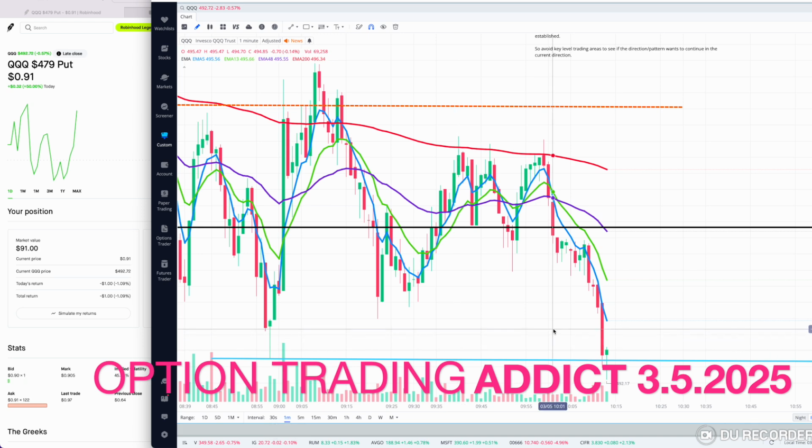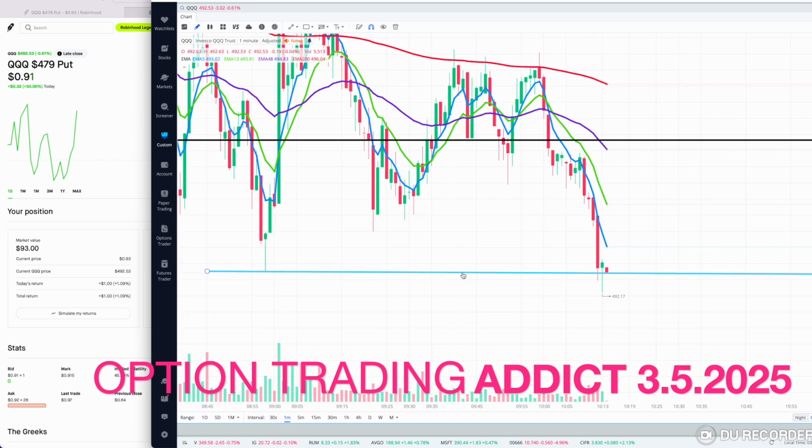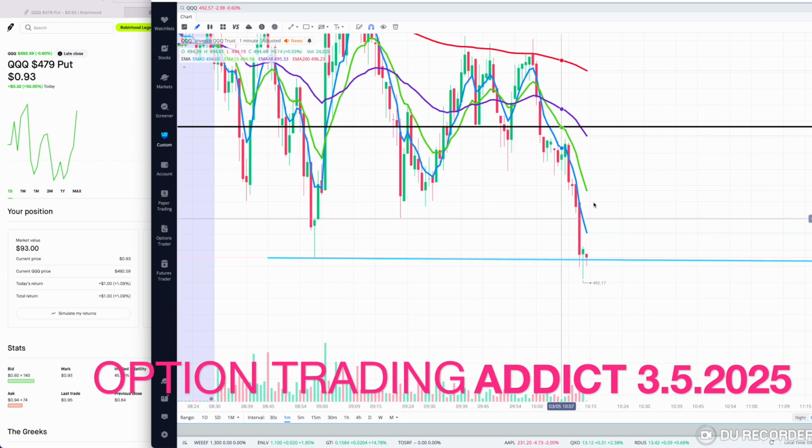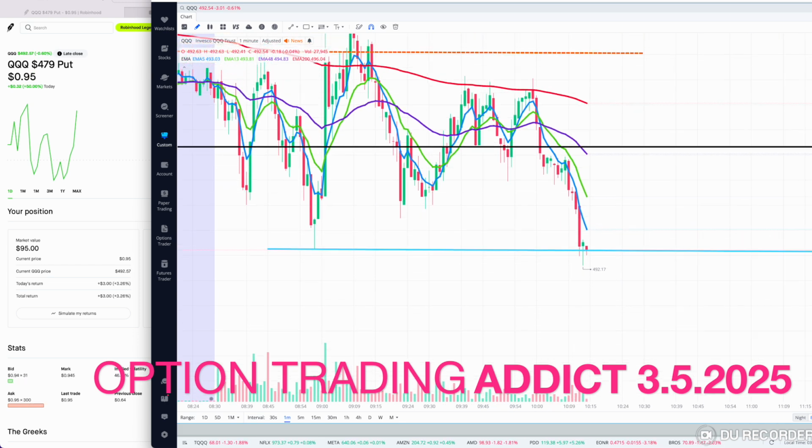Let's go to the 1 minute chart. Look at that tough area right there. Oh, we're at 492 right now. Wow. I've been in here since 495 and I'm just now in profit. That's because the longer you're in a trade, trading options.